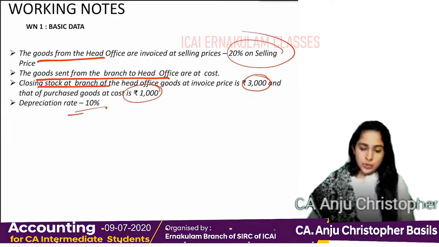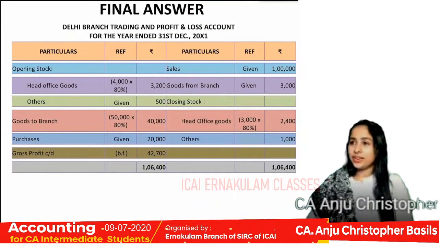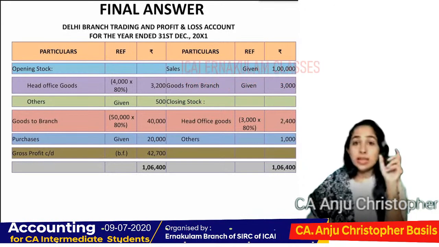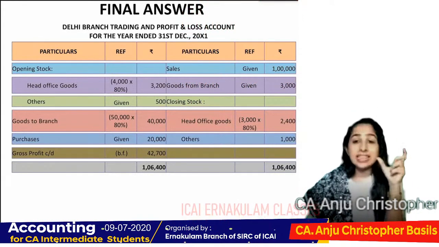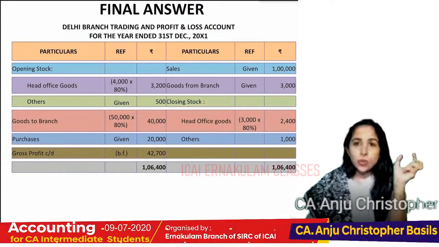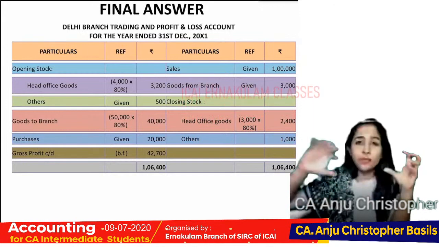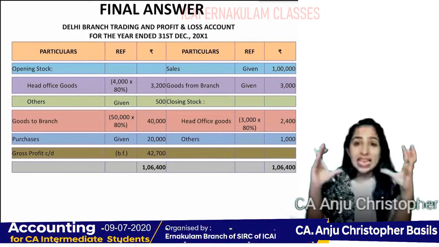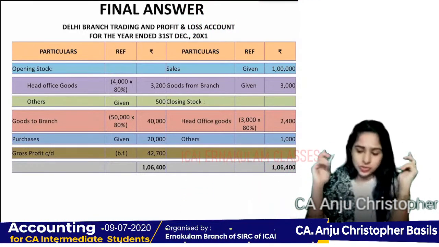Okay. So now over to the final answers. You can straight away move on to the final answer. The point to be noted is that the trading P&L we are actually preparing is in the books of the head office. So when we are preparing it in the head office, they will be eliminating all the unrealized profits beforehand. So that is the point that you've got to check.